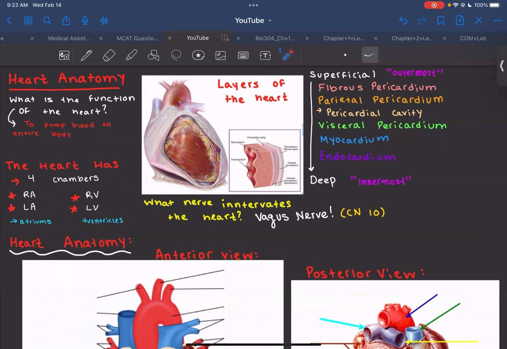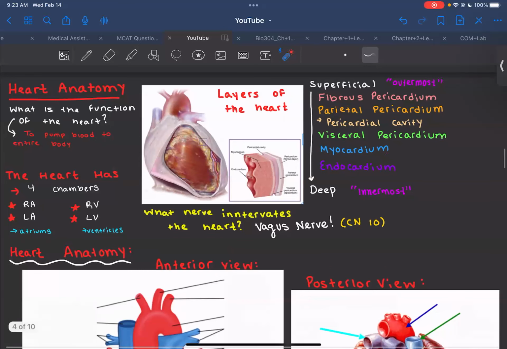And then here I have what nerve innervates the heart, and this is going to be the vagus nerve. I just feel like that's a really important piece of information when you're talking about the heart's anatomy and physiology. It's important to know that the vagus nerve is what innervates the heart, and that's also cranial nerve 10. I did a video on cranial nerves previously, so if you want to go check that out, go ahead.